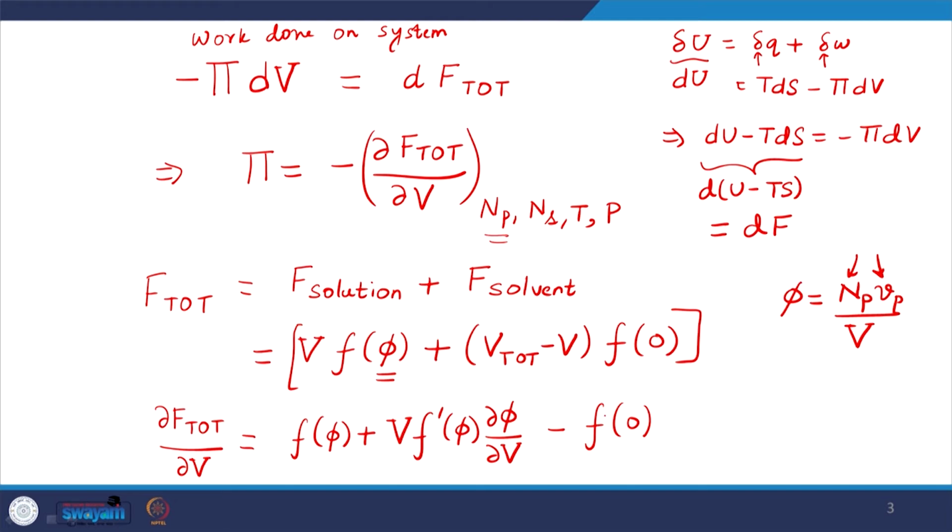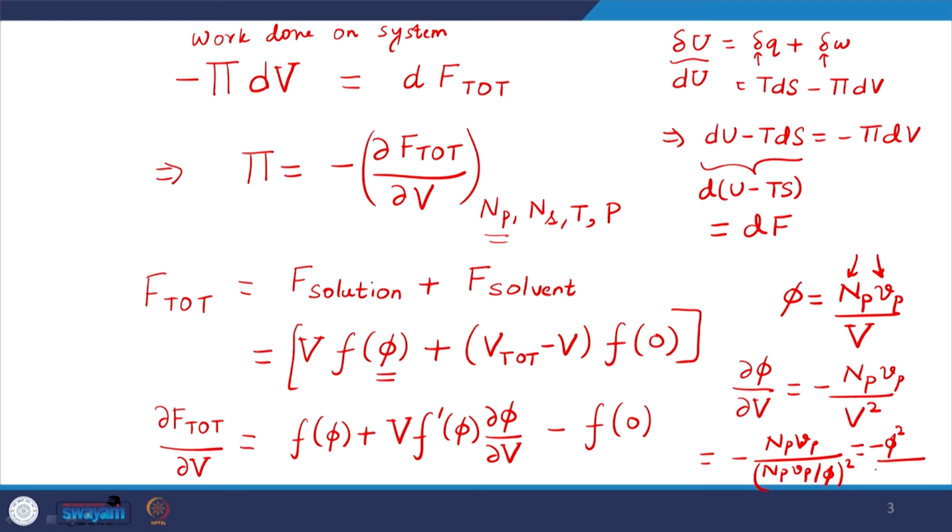Now, let us find what is del phi by del V. So, del phi by del V is minus Np Vp by V square, and V again I can represent as Np Vp by phi, and therefore, we can say del phi by del V is minus phi square divided by Np Vp.